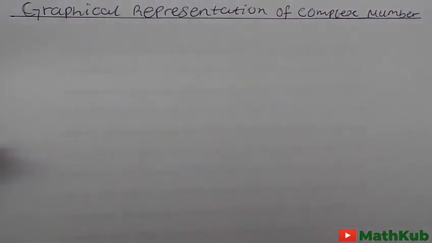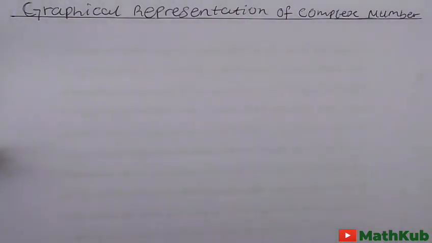Graphical representation of a complex number. The graph of a complex number z equal to x plus iy, known as the Argand diagram, is a graphical location of the point z equal to x plus iy in a Cartesian plane, the x and y plane.